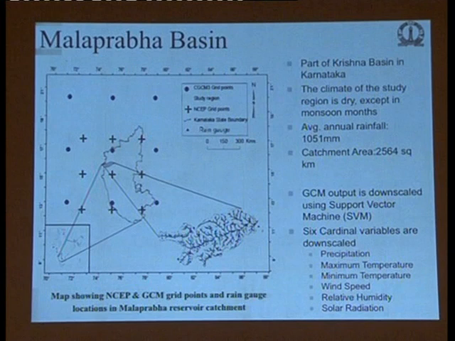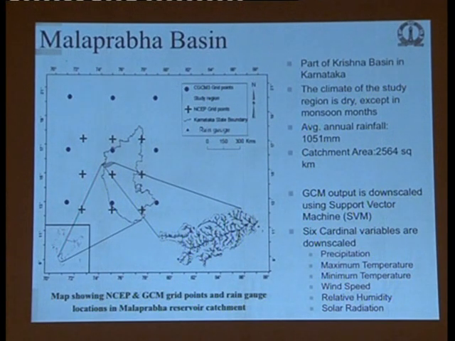Now I try to demonstrate this for a case study. This is Malaprabha River Basin, which is part of Krishna River Basin in Karnataka. You can see that the river basin looks this small when compared to the GCM grid points available on this same map. It looks like a very small area, but this area itself is about 2,564 square kilometers, a pretty large area.